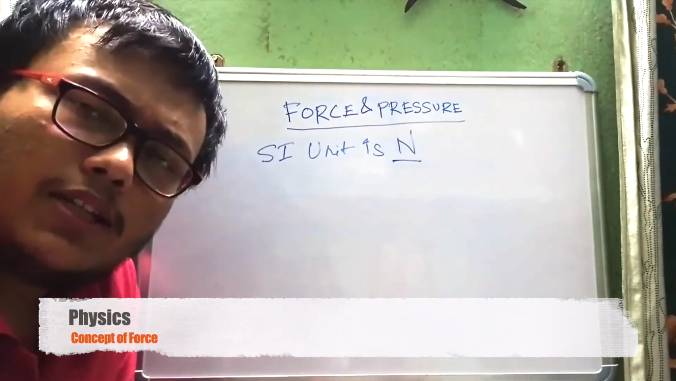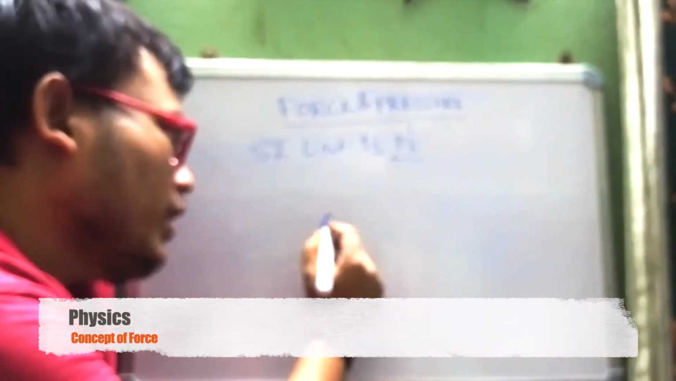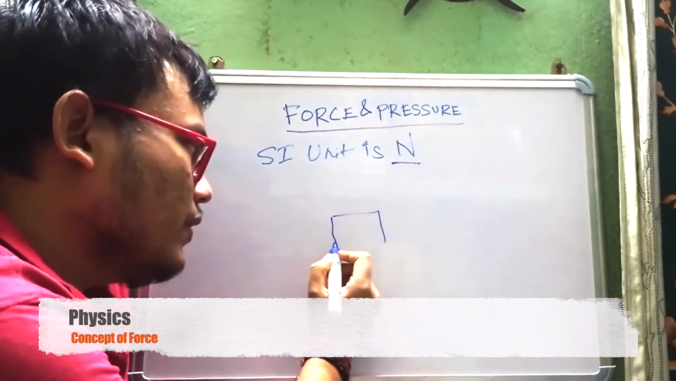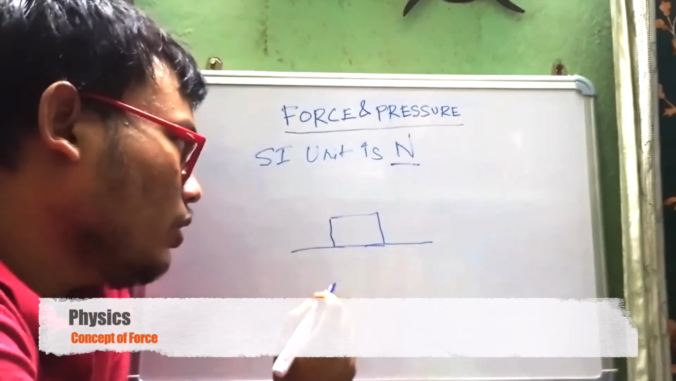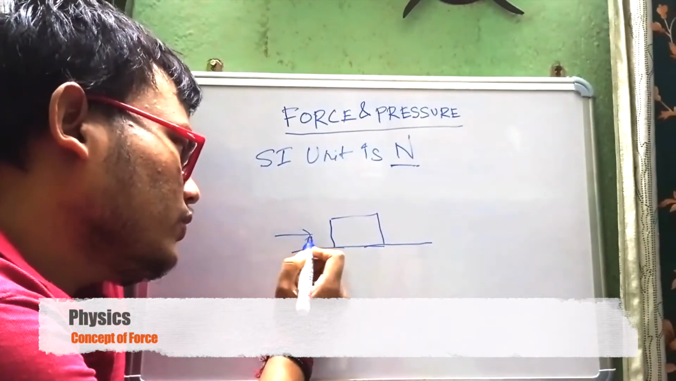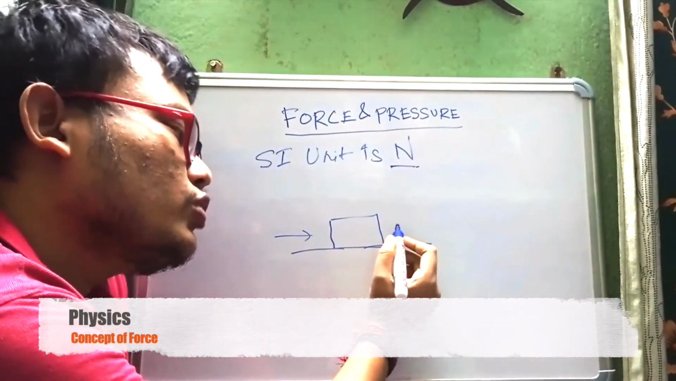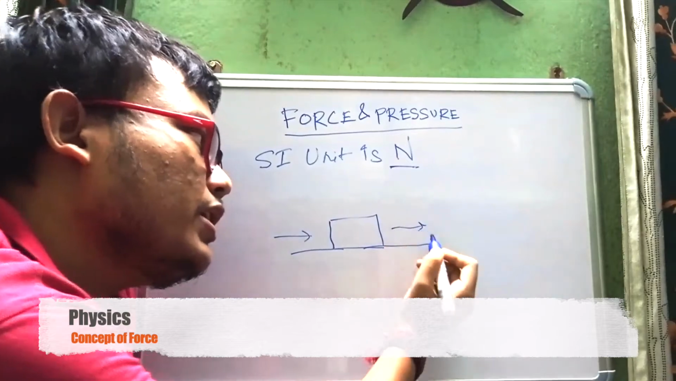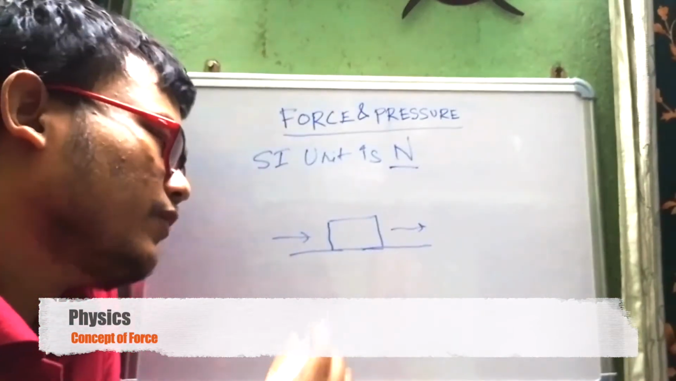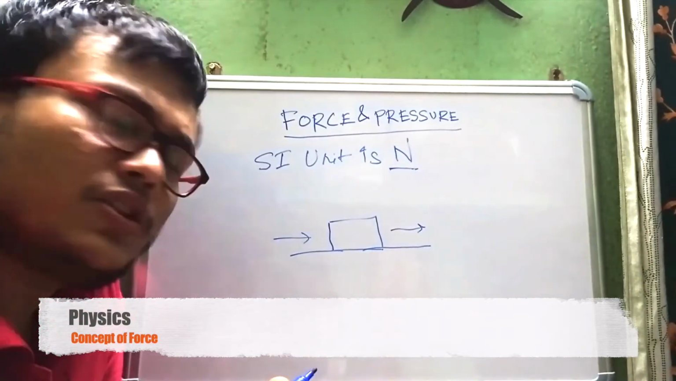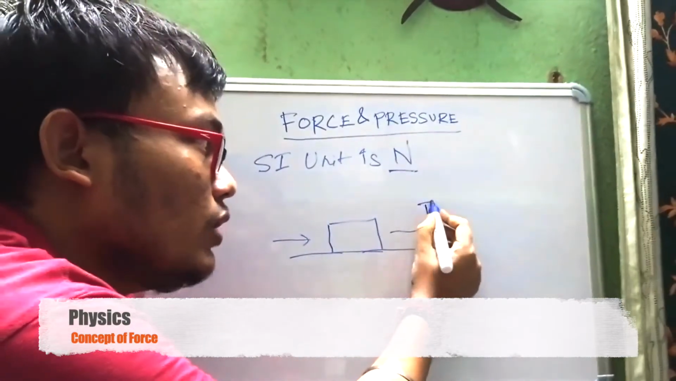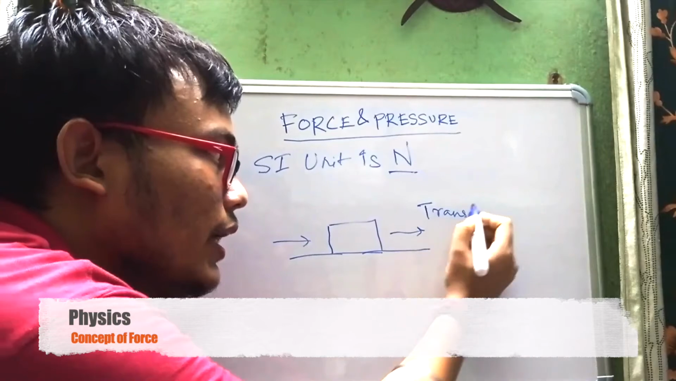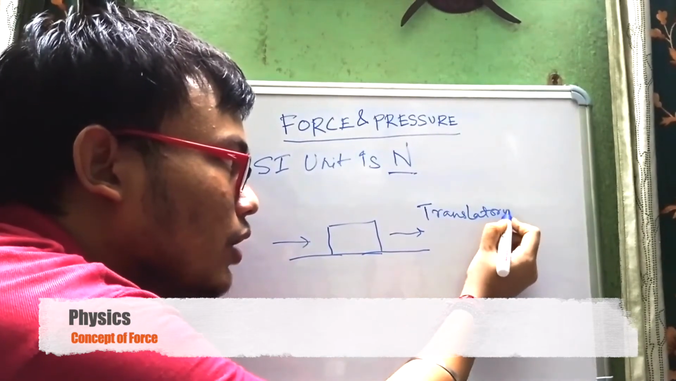Now imagine a scenario where a block is placed on a floor and it is free to move. If we apply force in this direction, the motion of the block will also be in the direction of the force. So it's free to move, and in the direction in which we apply force, it moves. This motion is known as translatory motion.